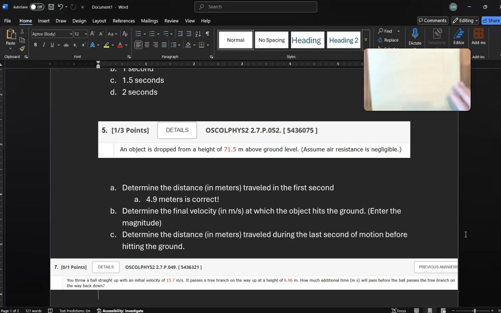So the next one here, we're going to continue using the average velocity equation as well. Again, kind of an important thing to know there. All right, so the next one here, we have an object is dropped from a height of 71.5 meters above the ground. Again, assuming air resistance is negligible. The first step was to determine the distance in meters traveled in the first second. So you put down 4.9 meters, and that's correct. Great job. The next one says determine the final velocity at which the object hits the ground.